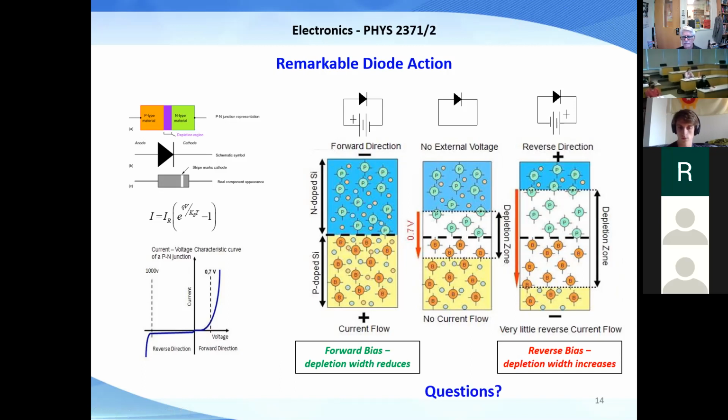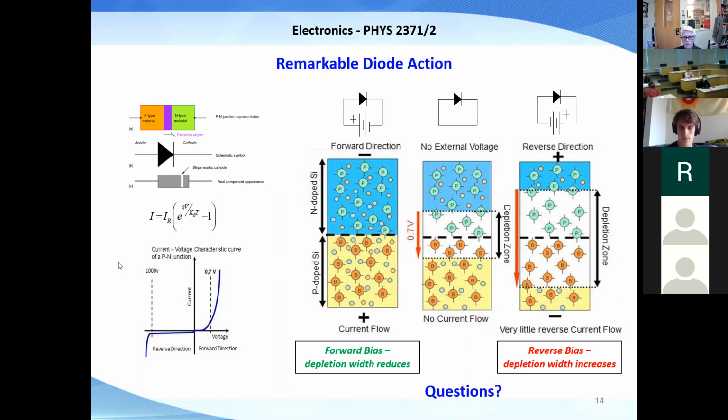So basically, by applying a positive charge to the P side and a negative charge to the N side, you're sort of pushing the holes and free electrons to the center, decreasing the depletion zone, and the opposite for when the direction is reversed. Yes, right.